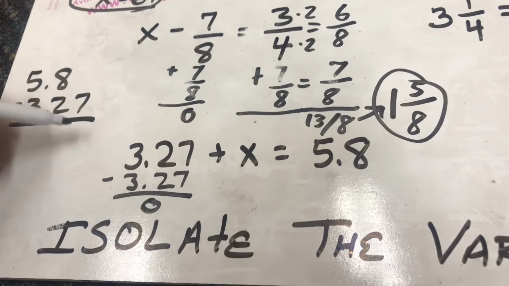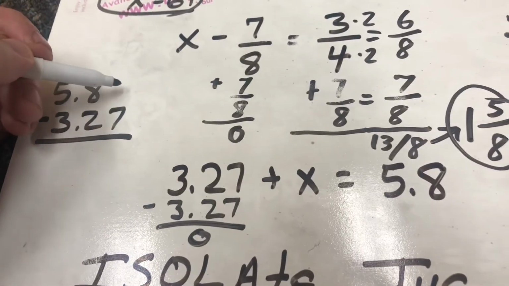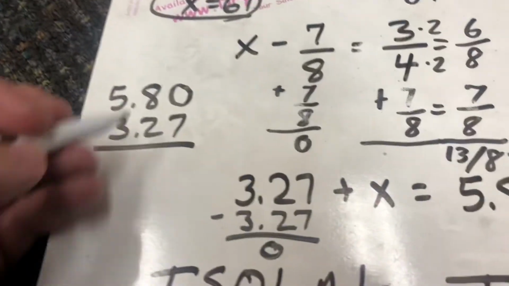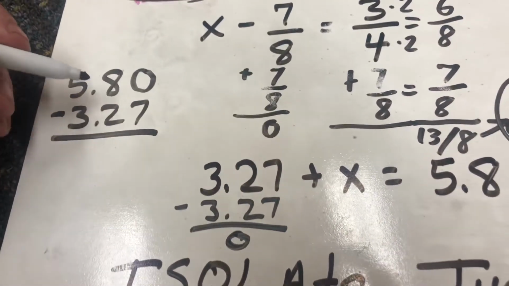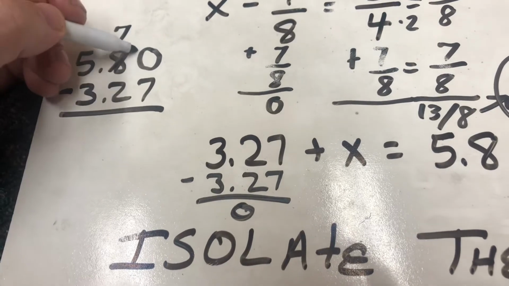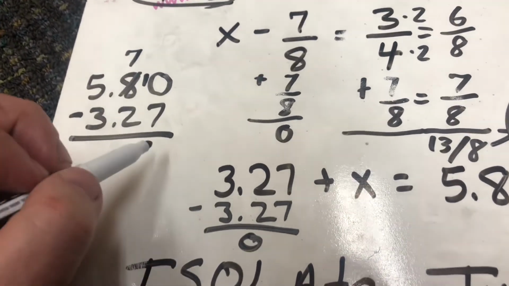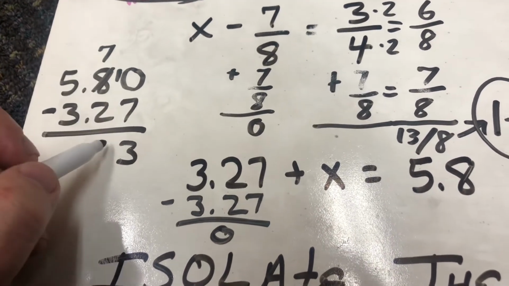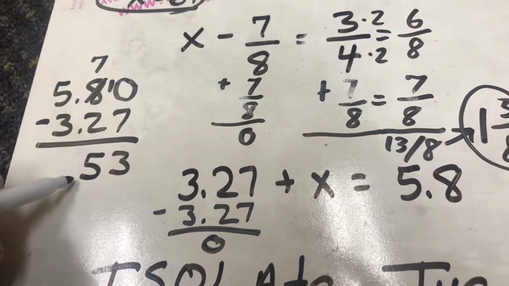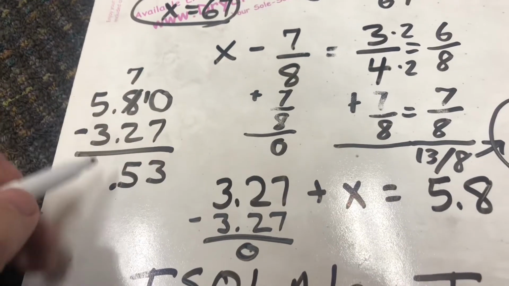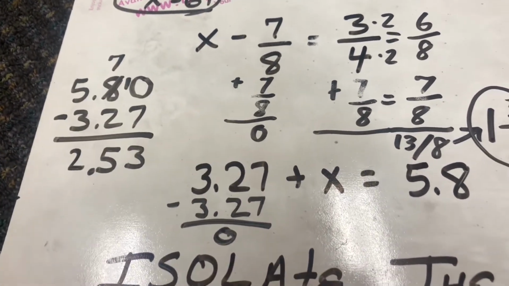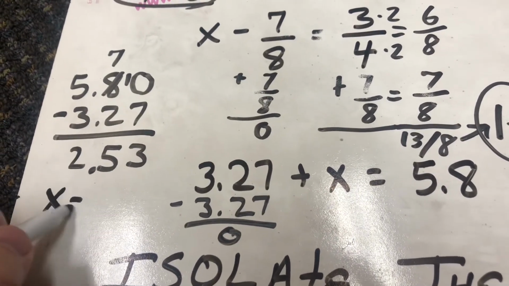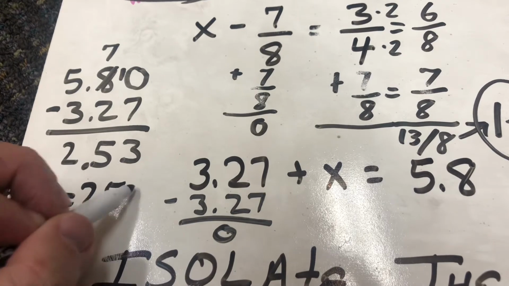Now, as I know, I can't just drop the 7. As we've talked about before with subtracting decimals, I've got to put that 0 there. All right, I can't do 0 minus 7, so I'm going to borrow from the 8, make that a 7, make that 0 a 10. 10 minus 7 is 3. 7 minus 2 is 5. Dropping the decimal straight down, 5 minus 3 is 2. I get 2 and 53/100. X equals 2 and 53/100.